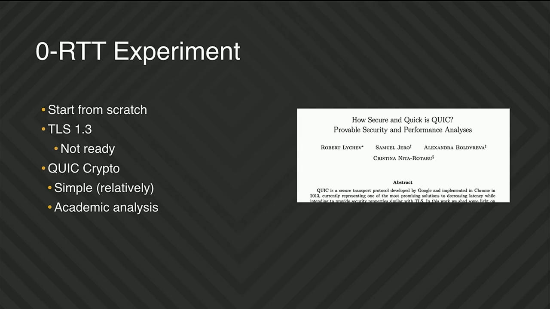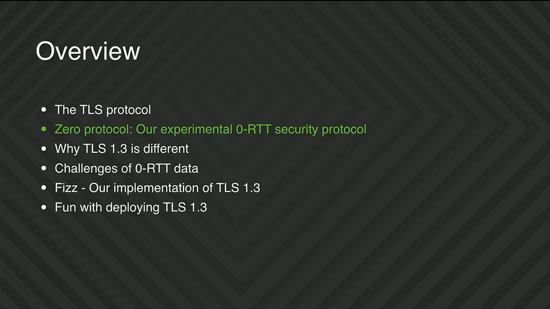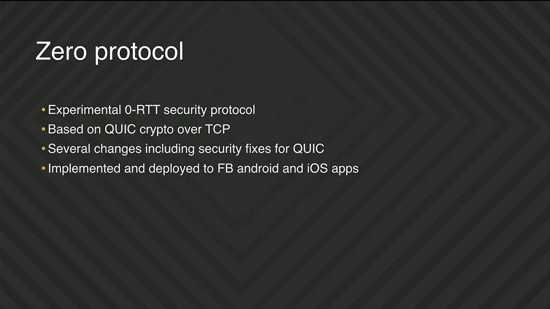So what we decided to do was build Zero Protocol. Zero Protocol is our own experimental zero RTT protocol. We built this over the last few years. It's based on QUIC crypto, but it's actually built over TCP. It has a bunch of changes to make QUIC crypto much more secure, which I'll talk about briefly. It also adapts QUIC's crypto to run over TCP. We've since deployed and implemented this in both our Facebook for Android apps and Facebook for iOS apps.